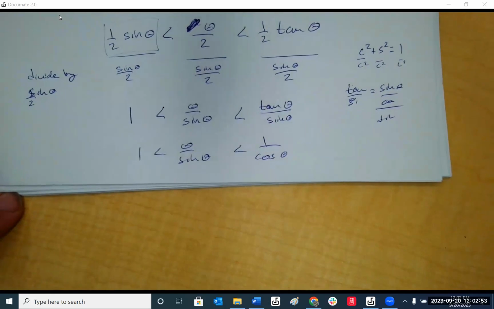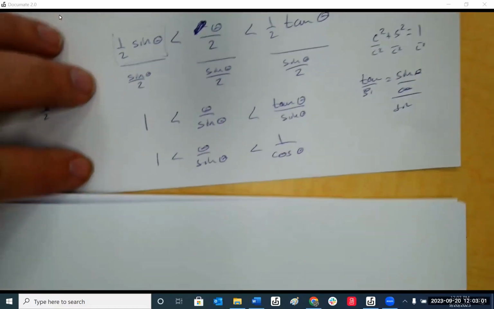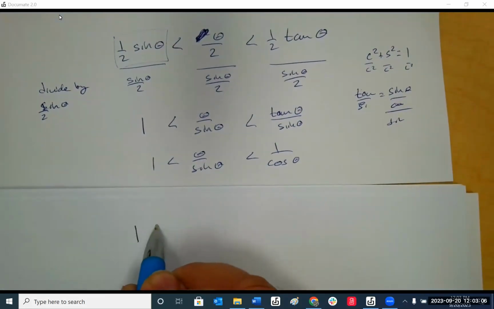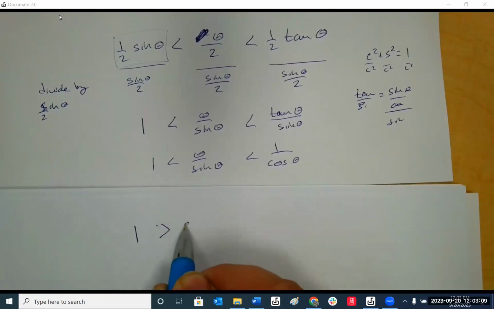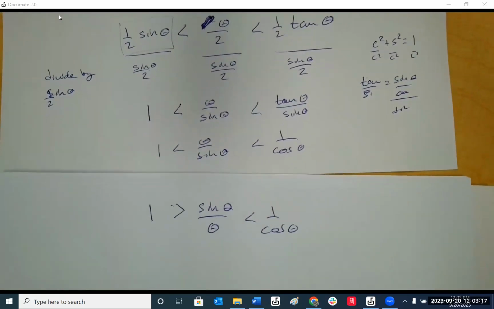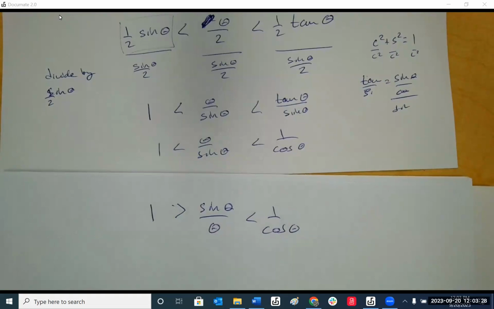Reciprocate, flip everybody. Yes, but when you flip everybody, you also have to flip the signs, because you've changed it from where 1 is less than this, when you flip it, it's going to be now bigger than it. So that's it. So we actually have this right now.